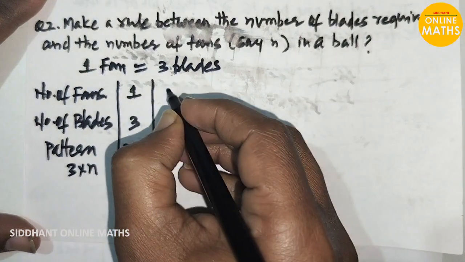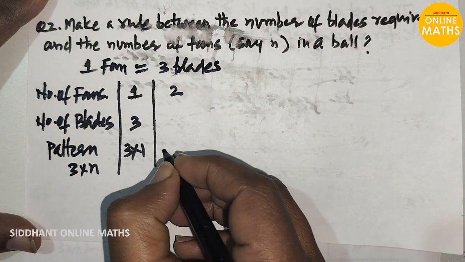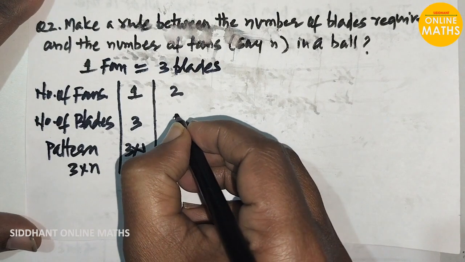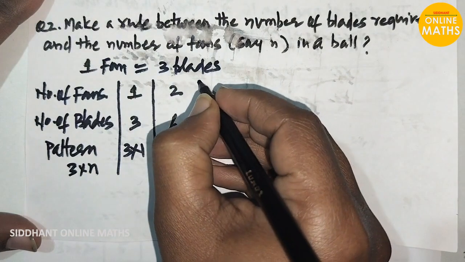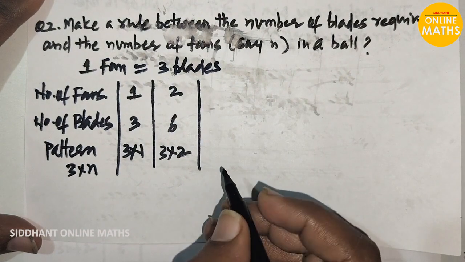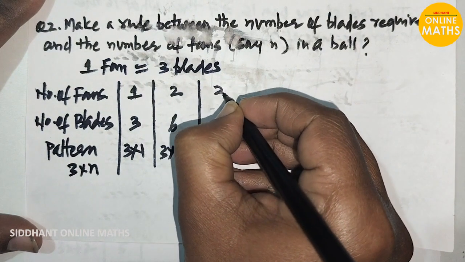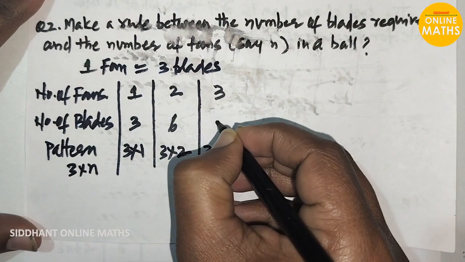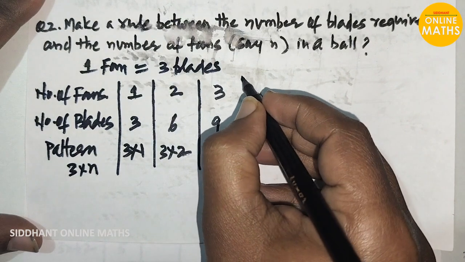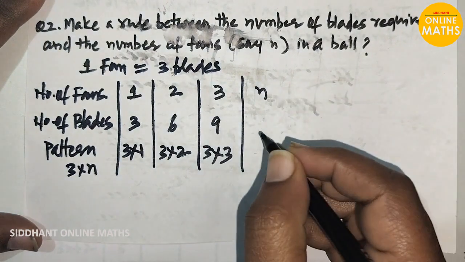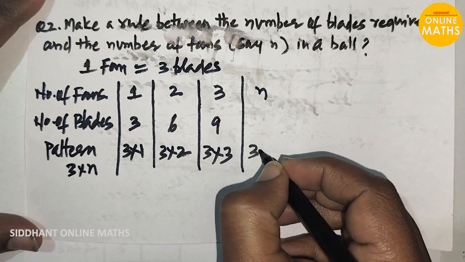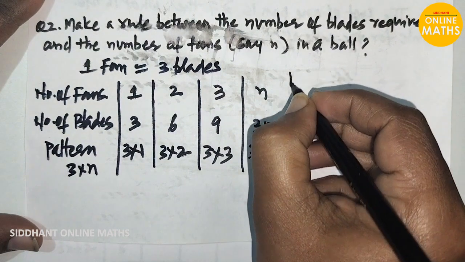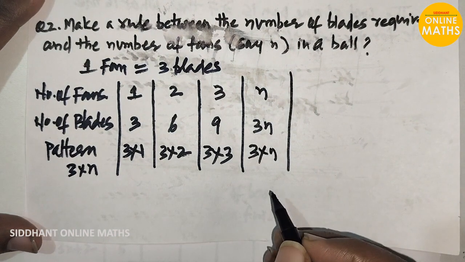If you take two fans, then the pattern will be 3 into 2. That means 6 blades. If you take 3 fans, then 3 into 3, that means the number of blades will be 9 here. So in the same way, for n number of fans, your pattern will be 3 into n and the number of blades will be 3n. So this is your pattern.